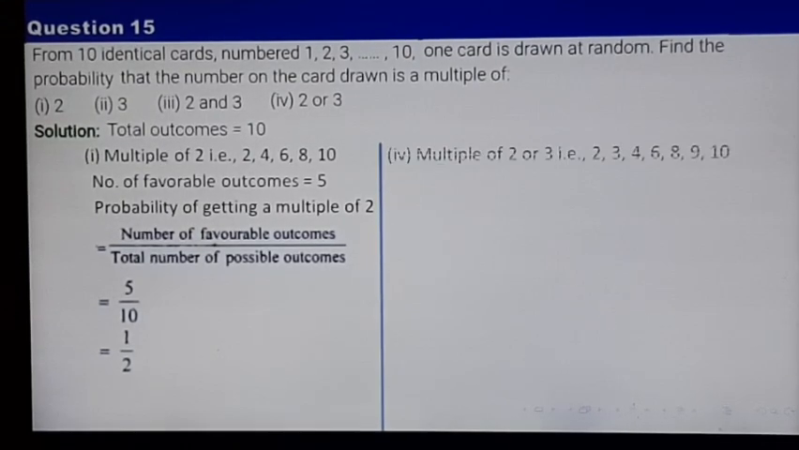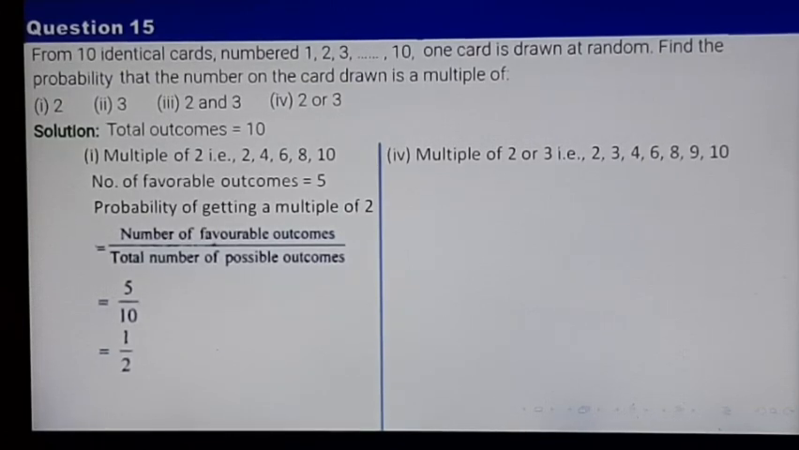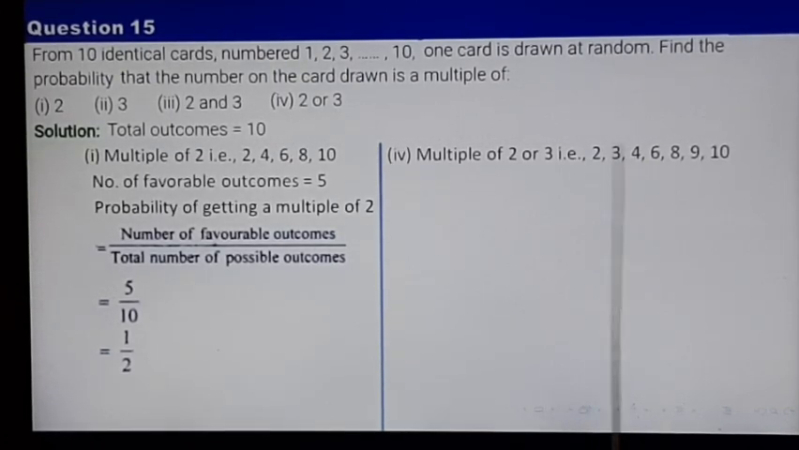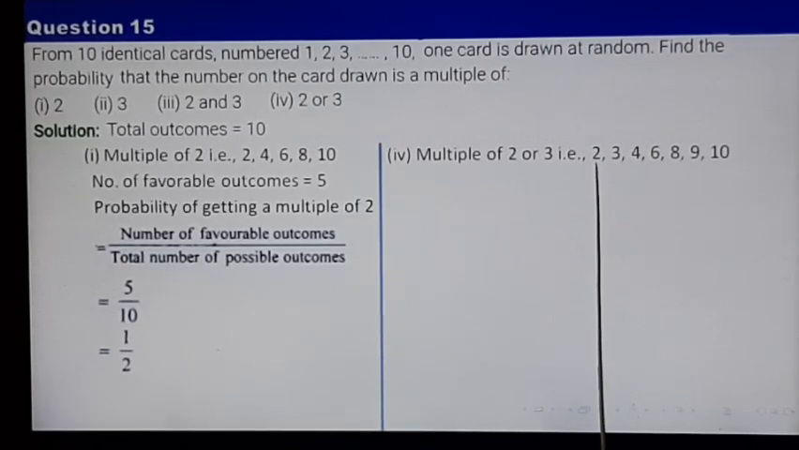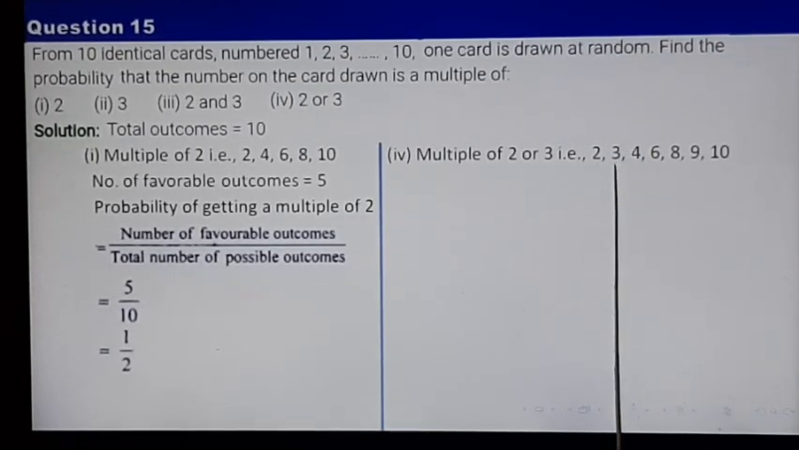Let's move on to the fourth question. So the number which I choose has to be a multiple of 2 or a multiple of 3. If I see these numbers, this is a multiple of 2. This is not a multiple of 2, but this is a multiple of 3. So this can also be chosen.